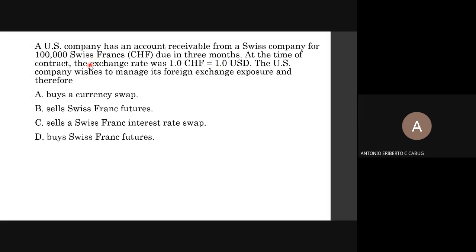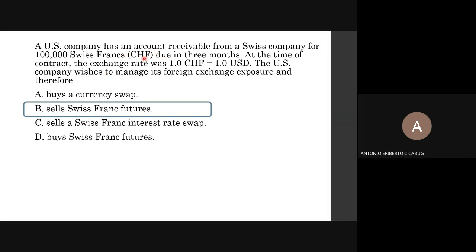Company is going to receive Swiss francs. Anong gagawin niya sa Swiss franc? Siyempre, hindi niya kailangan yun, no? Gagawin niyang dollar. So, the only possible answer here is to sell the Swiss franc future. Okay? We'll talk about swaps and other kinds of derivatives next time. But between selling and buying the Swiss franc, naturally, we are going to sell.